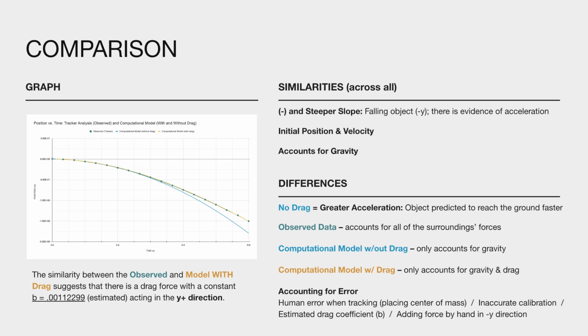This deviation is expected. The computational model without drag would assume no force acting opposite of the gravitational force, which is why the object would be predicted to fall faster. On the other hand, the model that takes drag into consideration would have a smaller net force in the negative y direction, clearly better predicting the actual motion of the falling ball. Errors may include human error when tracking, inaccurate calibration, and possibly adding force by hand when dropping the object.